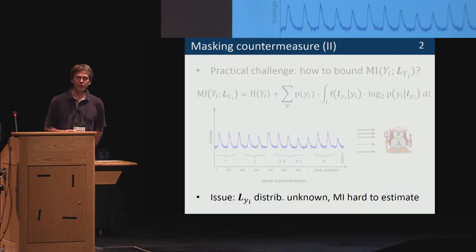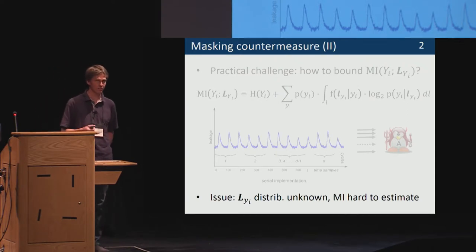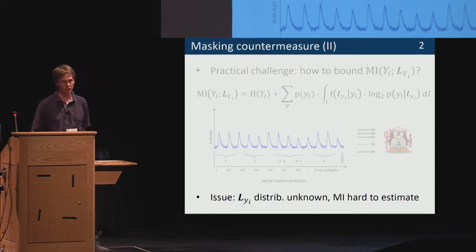And unfortunately, it's also hard to estimate this mutual information because it's known in the literature that the mutual information is in general hard to estimate, meaning that all the estimators we have are biased, and the bias is actually distribution dependent. In fact, even the sign of the bias is distribution dependent, so it's not even easy to bound the mutual information.